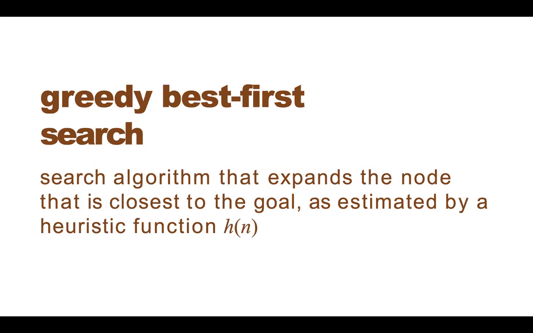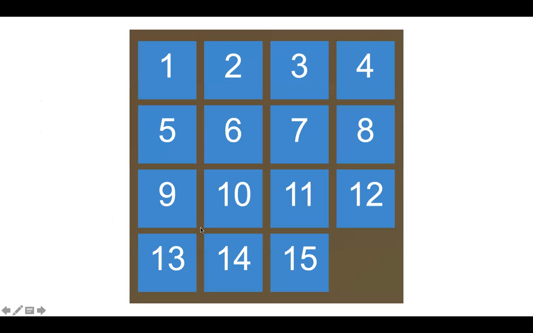There is another form of search called greedy best first search. It's an algorithm that expands the node that is closest to the goal as estimated by a heuristic function h(n). Search. Now, why do we need search?